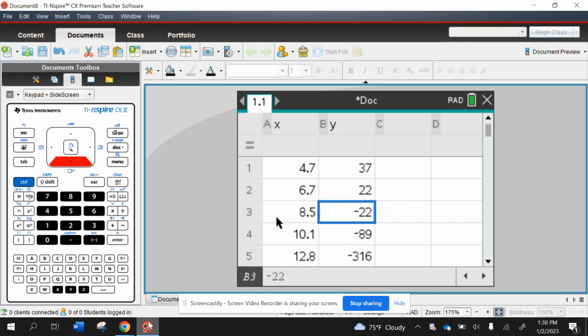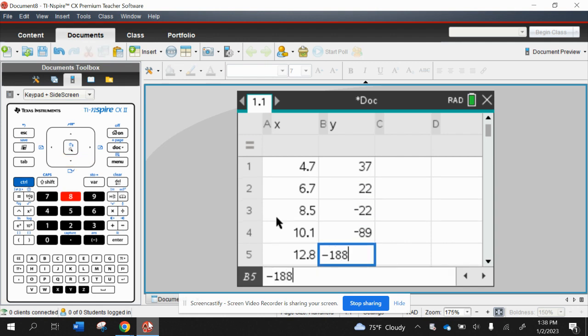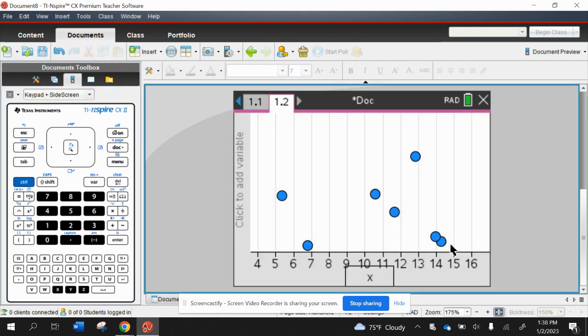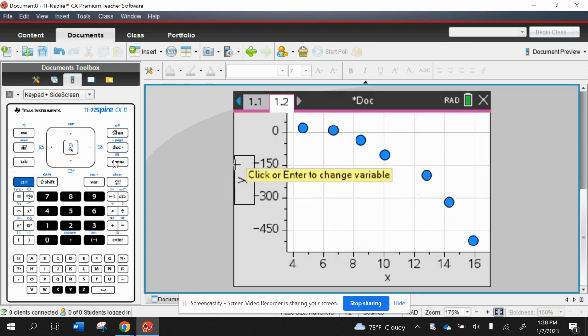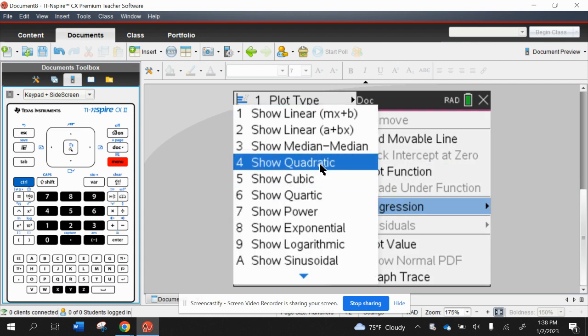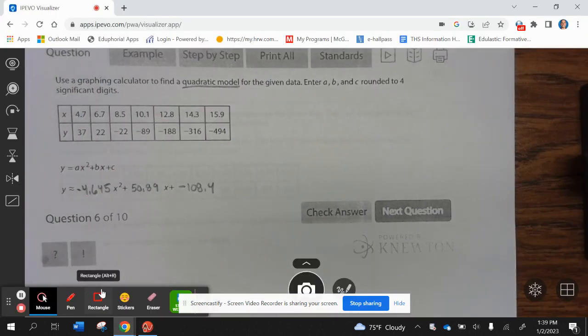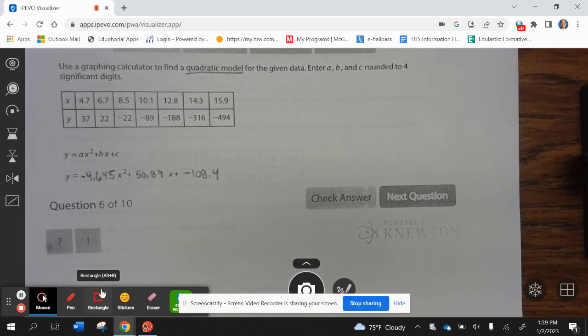So 37, 22, negative 22, negative 189. And you can see here, negative 188, negative 316, negative 494. Now you can see that the table matches up. So now we can do Control Doc number 5, Tab X, Tab Y, Menu, Analyze, Regression, Show Quadratic, and there's your equation. All right, there you go. Let's take a look at the next example.